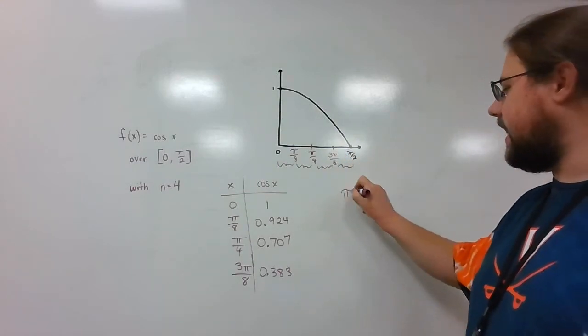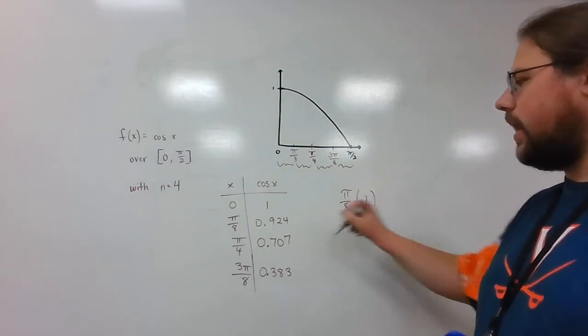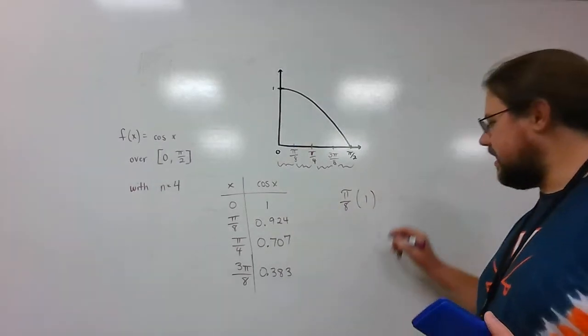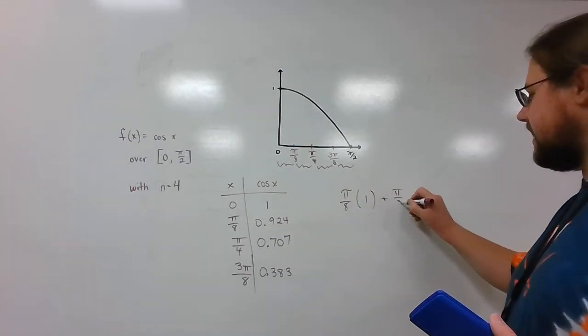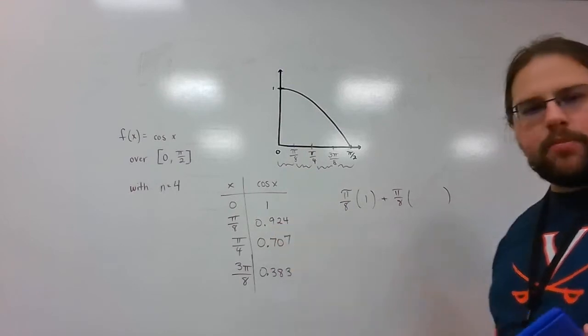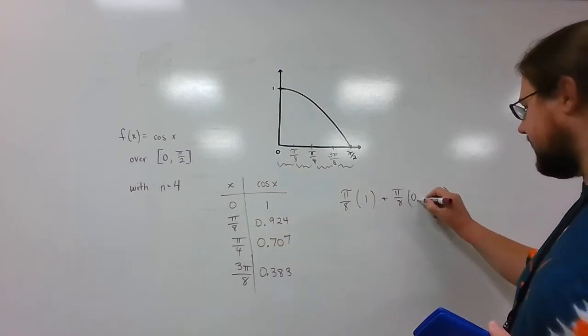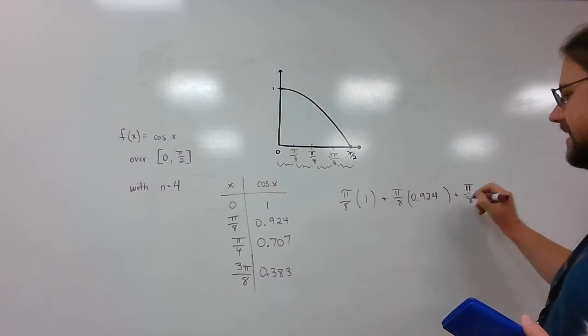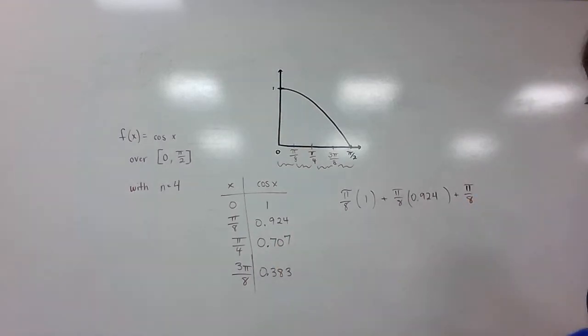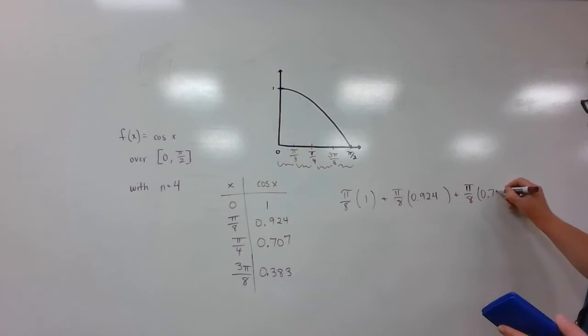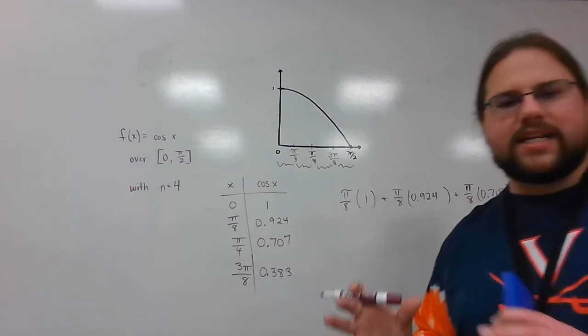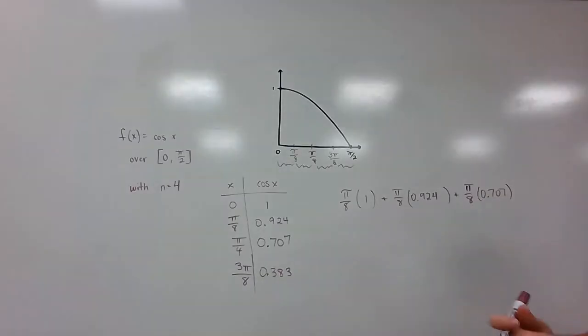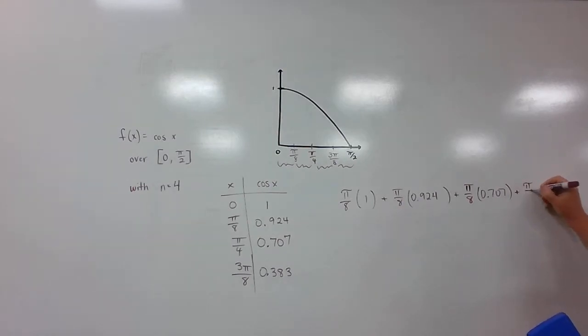So, pi over 8 is the width times 1. That's its height. Then I'm going to add pi over 8, which is the next width, times 0.924, which is the next height. Then I'm going to do another pi over 8, because that's the next one, which is 0.707. Now, like I said, I'm not doing a great job because I am rounding here, but I am going to get a decent estimate of this. So, we're going to do the last one, which is pi over 8, times 0.383.